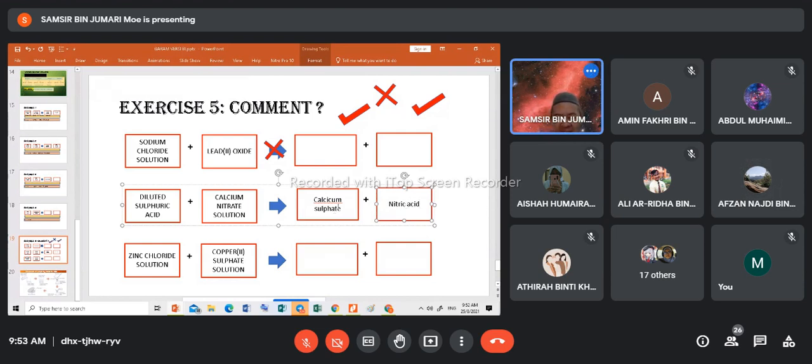Calcium sulfate ni, is it insoluble or soluble salt? Insoluble. Yes, calcium sulfate is insoluble salt. So we can find that this reaction can be used to prepare the calcium sulfate precipitate. Right? This is the reaction. Yes, this is a correct reaction. Okay. The dilute sulfuric acid and calcium nitrate solution can react together to form a calcium sulfate salt as a solid salt, and the other one is nitric acid.